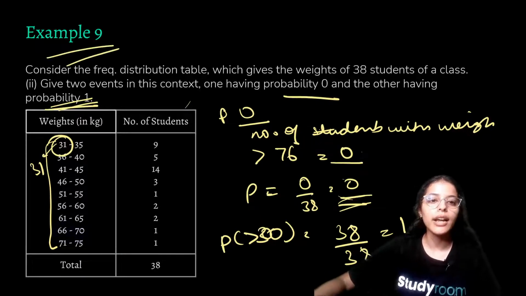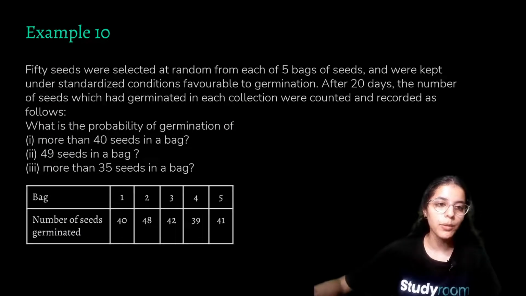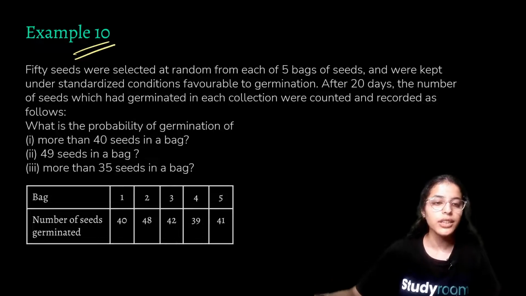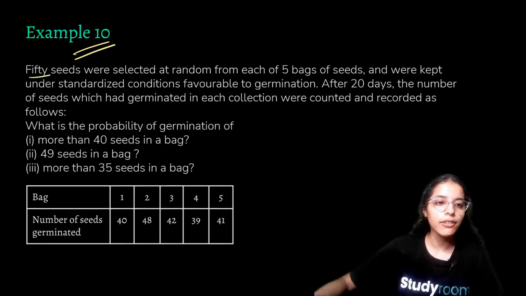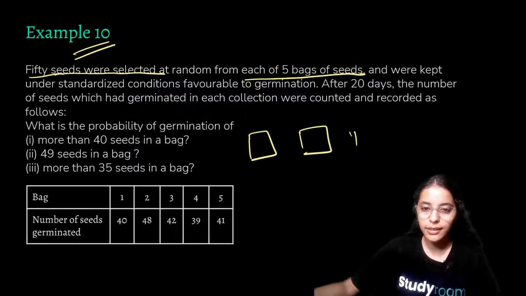So let us move on to our last question, last example. That is our example number 10. So in this question, we have been given that 50 seeds were selected at random from each bag of 5 seeds. Now we have 5 bags.